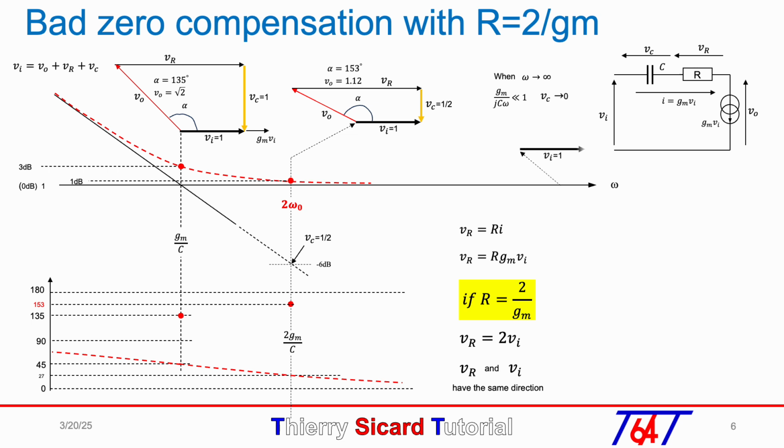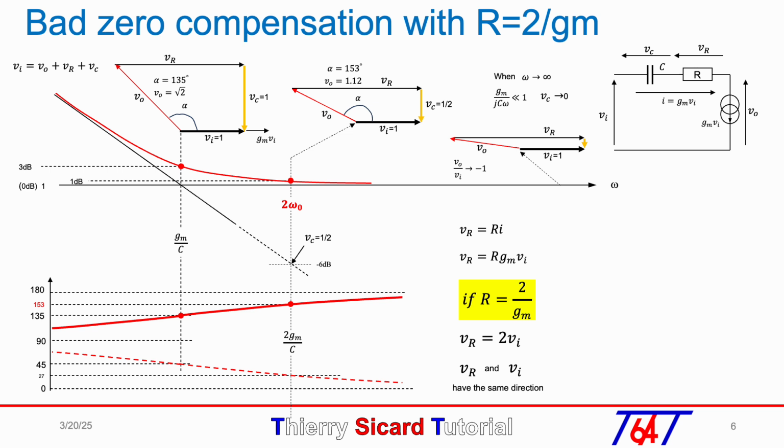Therefore, the vector construction shows that Vout will tend to the phase of 180 degrees, which means that the gain Vout over Vin will tend to minus 1. With this specific R value equal to 2 over Gm, we keep the zero at the angular frequency of omega 0, which means that the minimum gain is 1, but the phase changes from 90 to 180 degrees, represented by the graph in bold red.